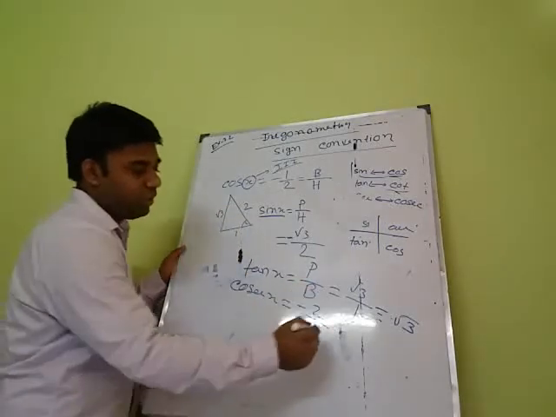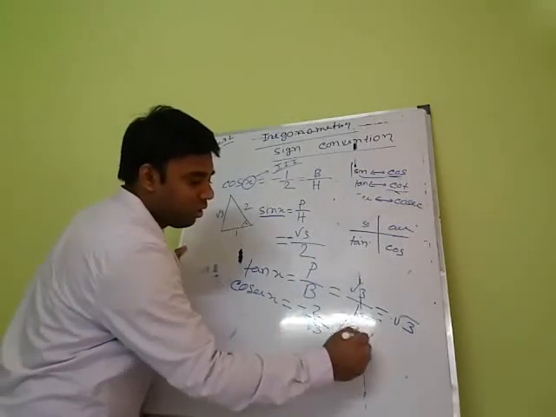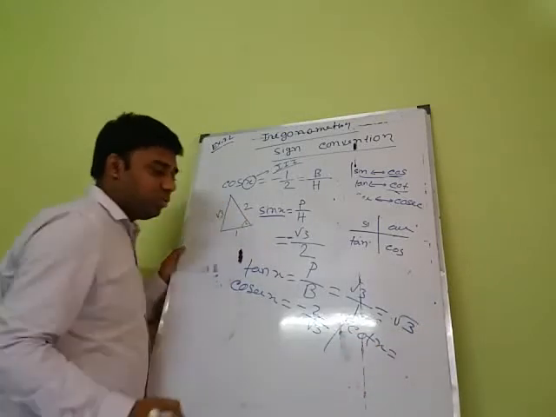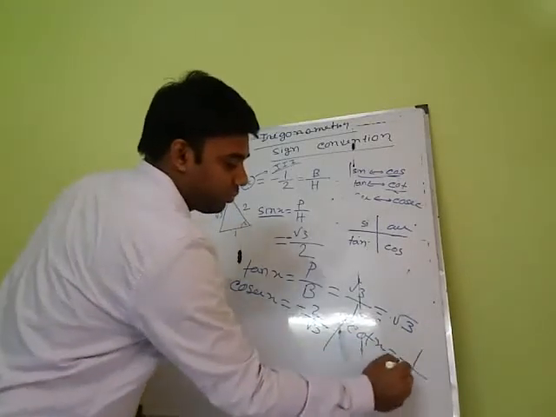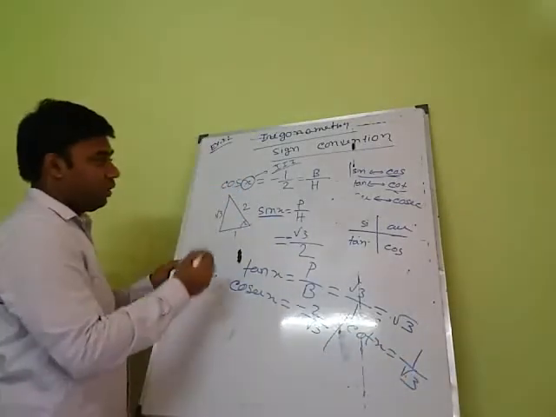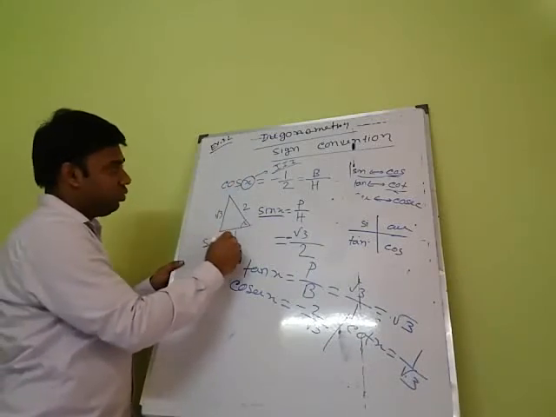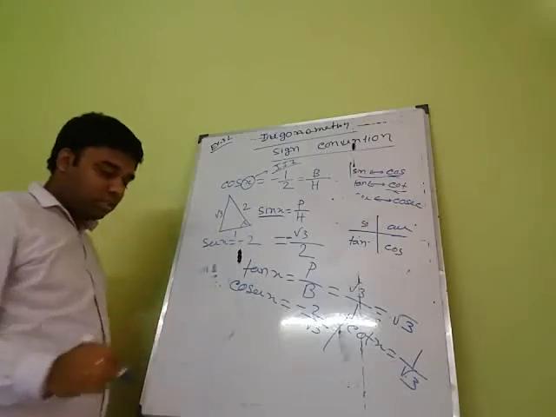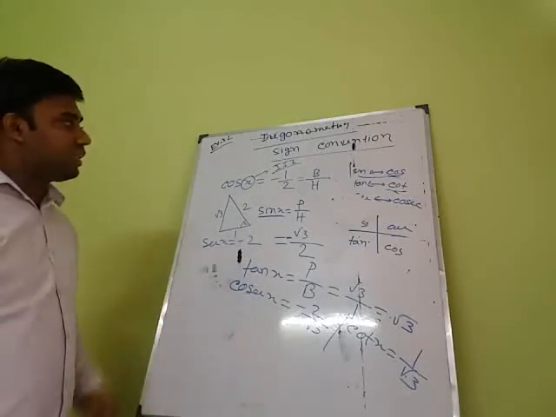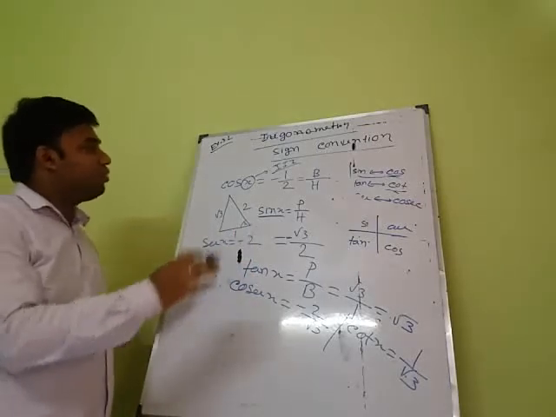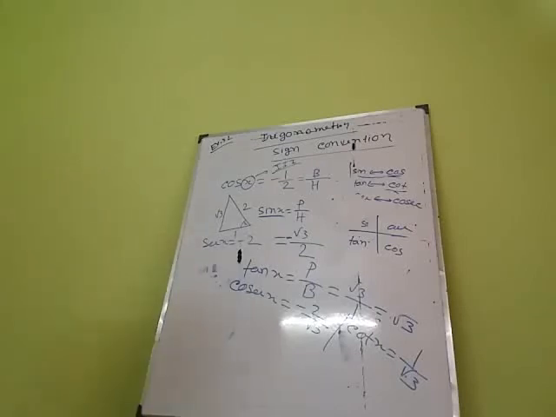Tan x equals root 3. What will be the value of cot x? Cot x equals 1 by root 3. Sec x equals minus 2. Just note down all the values of the other ratios.